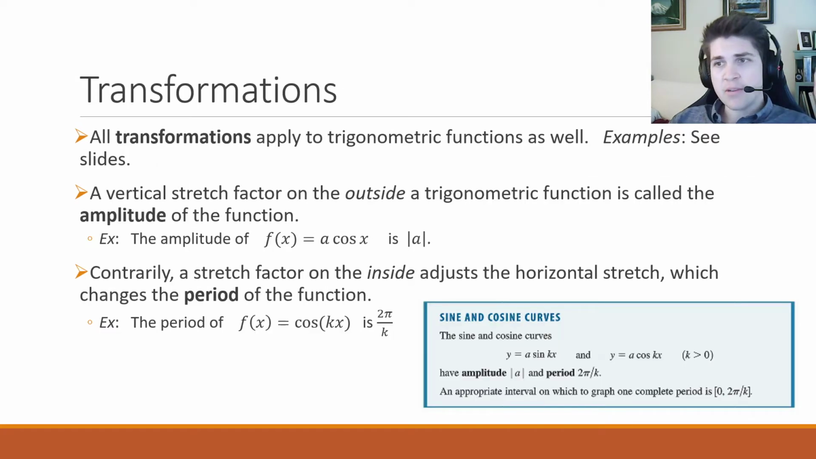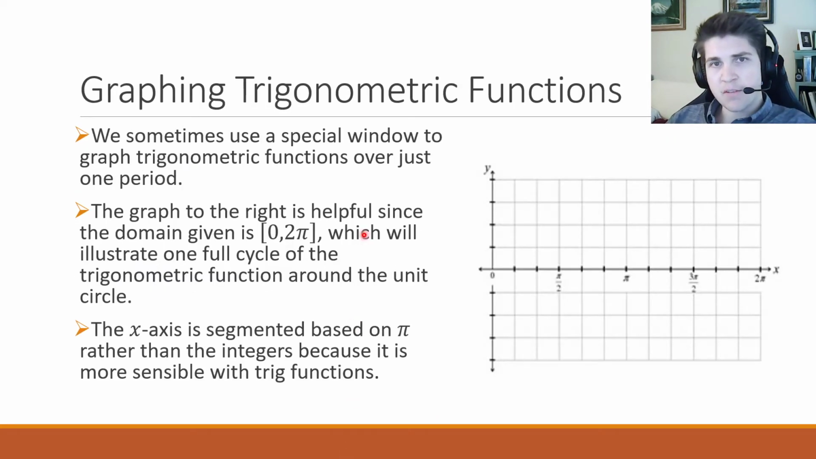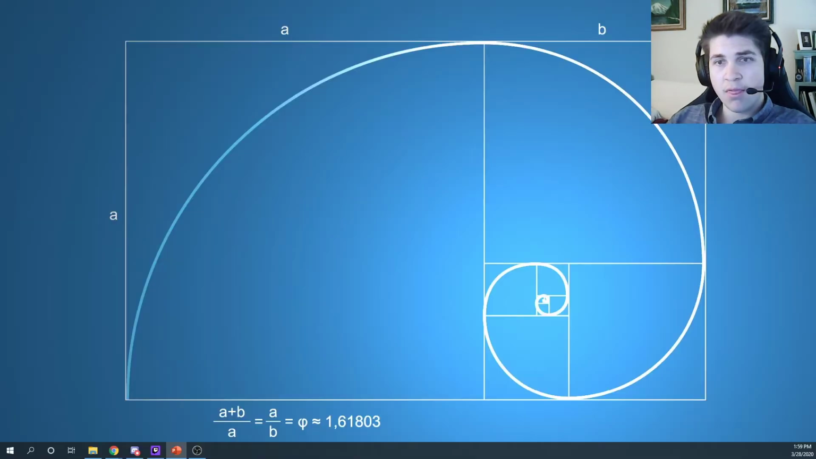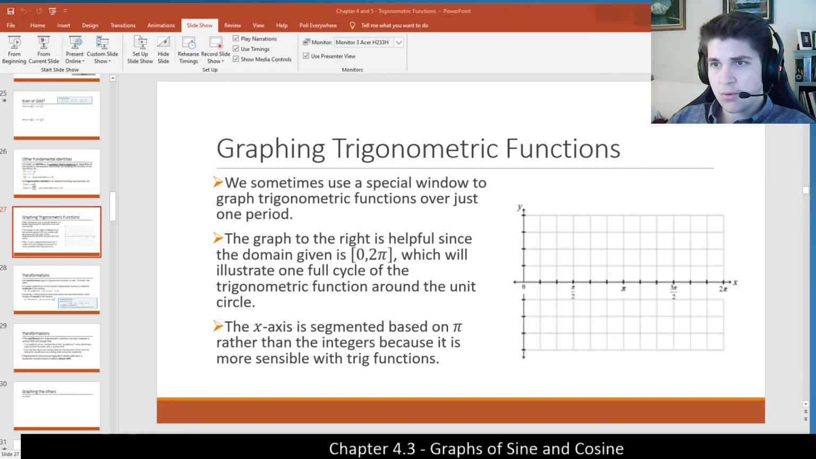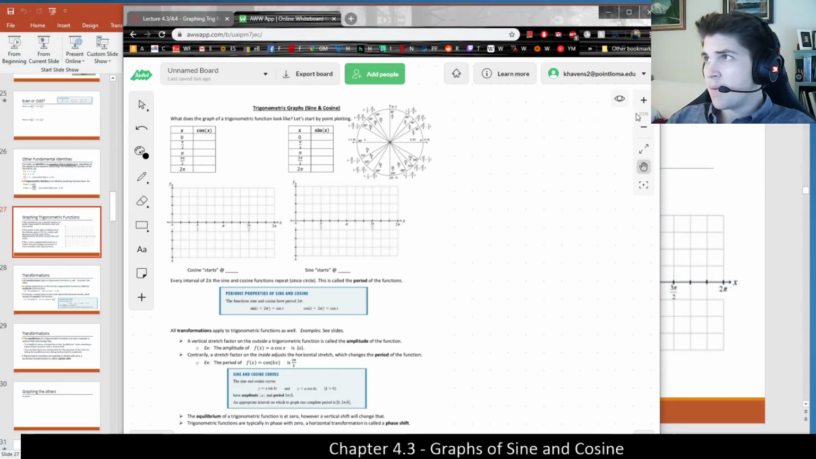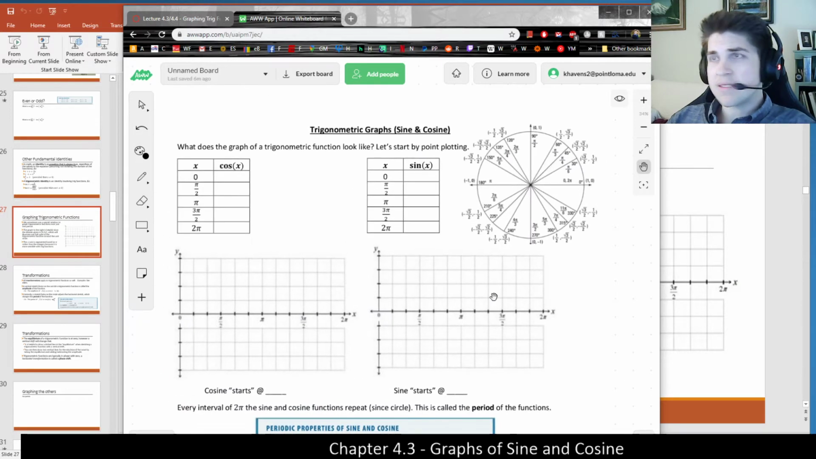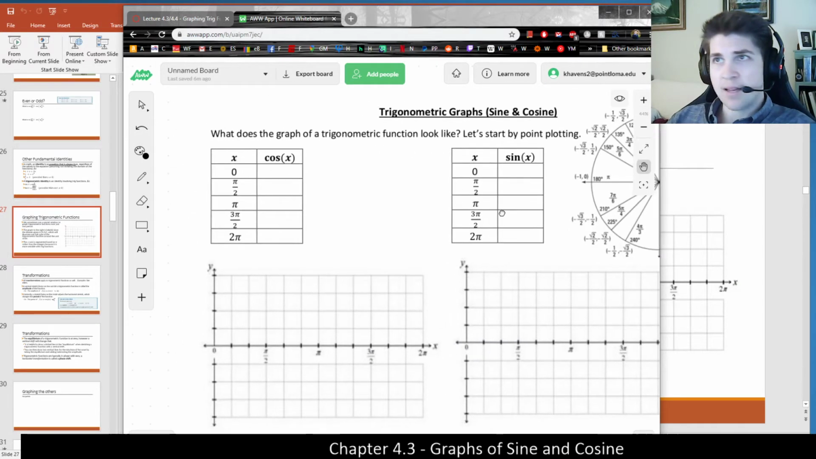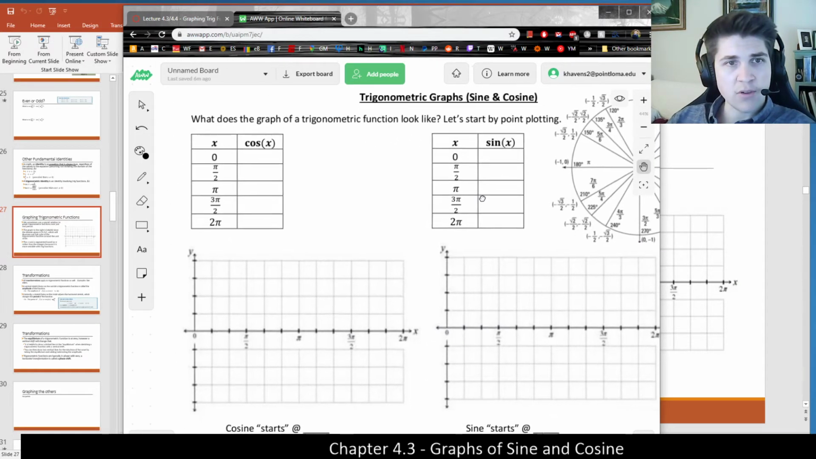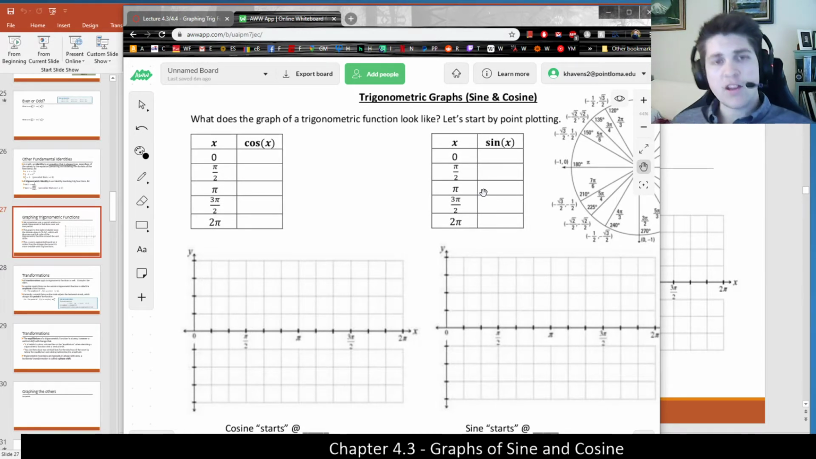We'll get to transformations in a minute, but I'm going to shift back to the packet and start working on that as I continue. So give me a second as I switch to my whiteboard. And let's start with sine and cosine. So I guess we'll do cosine first. And try to graph it just by the old-fashioned point plotting method.